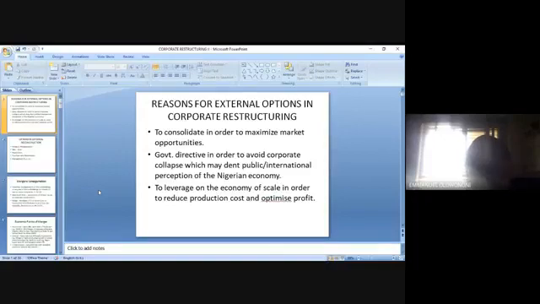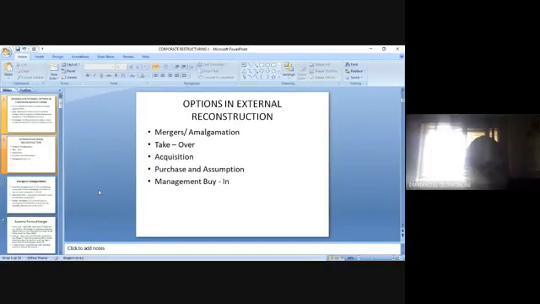Second issue in this topic, therefore, is what are the options in external restructuring? What are the various options open to companies? Just like we examined the various options open under the internal option, we also have various external options. Let me give you five of them. Number one, merger. Number two, takeover. Number three, acquisition. Number four, purchase and absorption. And number five, management buy-in.